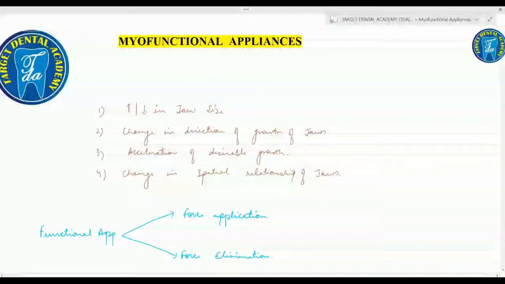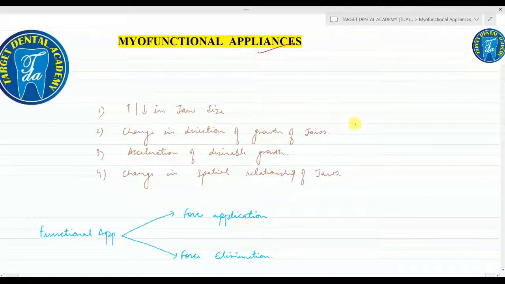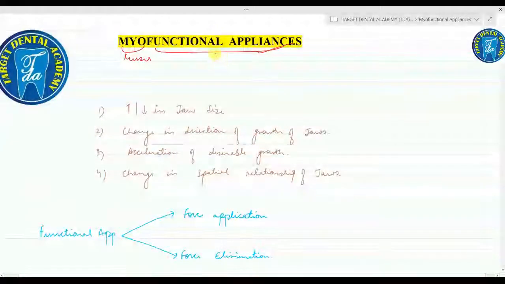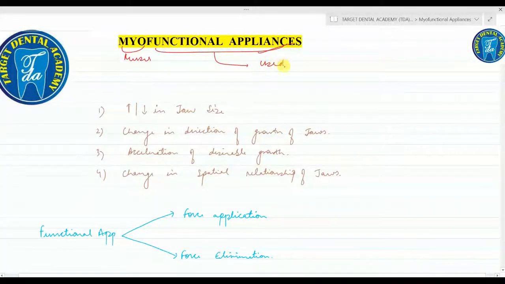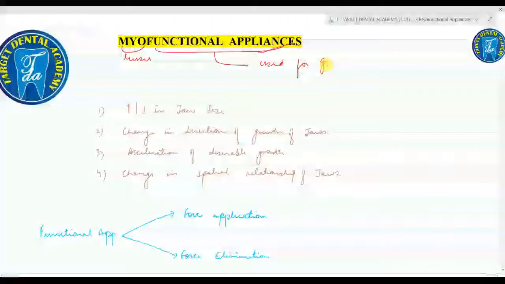Hi guys, good morning. So today we are going to discuss our next topic, that is the myofunctional appliances. So the myo means the muscle and the functional appliances are the ones which are used for growth modification.